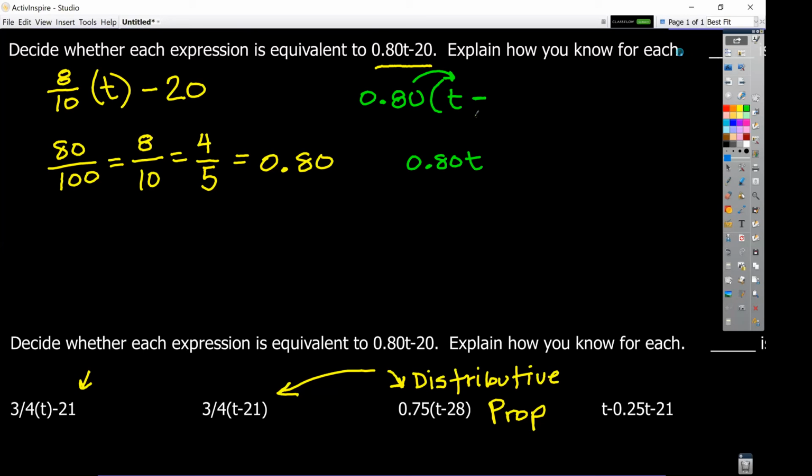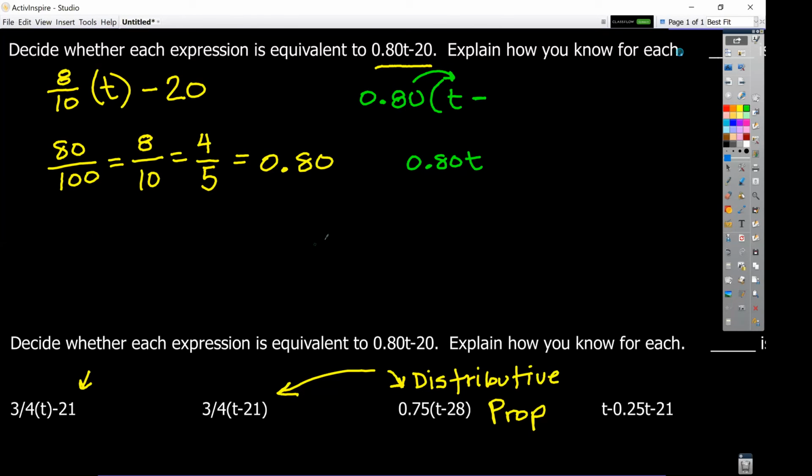Now, 80% of what number equals 20? We'll have to think about that for a sec. 80% or 4/5, whatever. I want to say 100. So what do you guys think there? 80% of 100. Does that sound right? No.